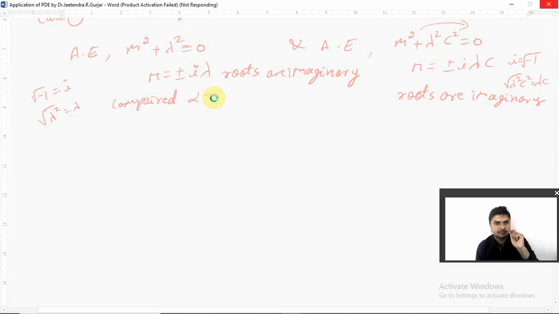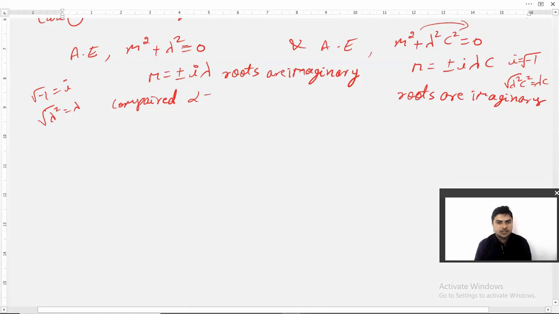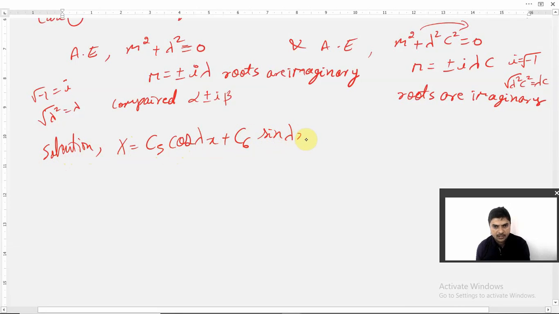alpha plus or minus i beta. I am going to substitute. What is the solution for this imaginary root, students? Yes, the solution here is, remember the solution, students. The solution will be x equal to c5 cos lambda x plus c6 sin lambda x.